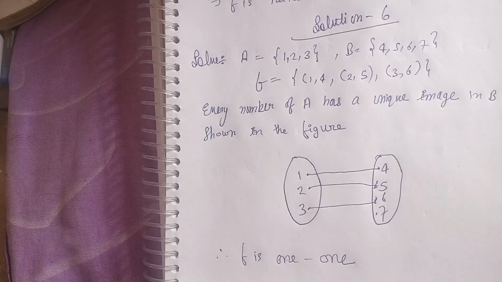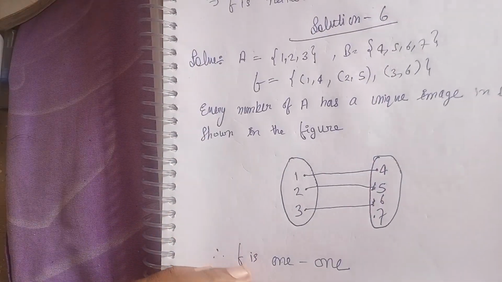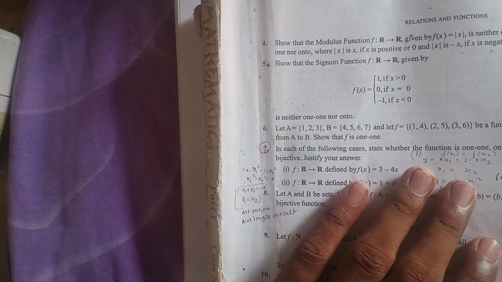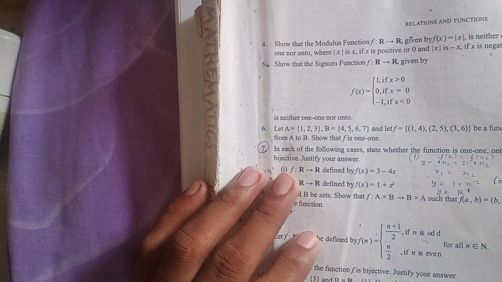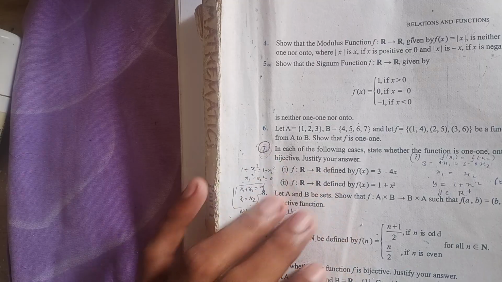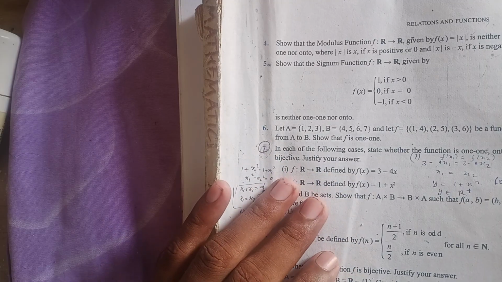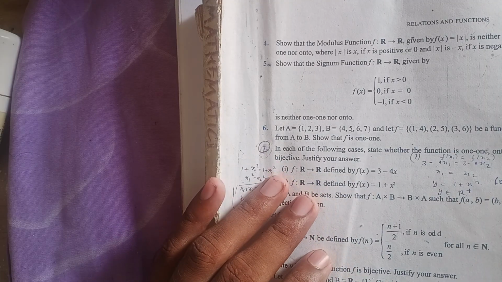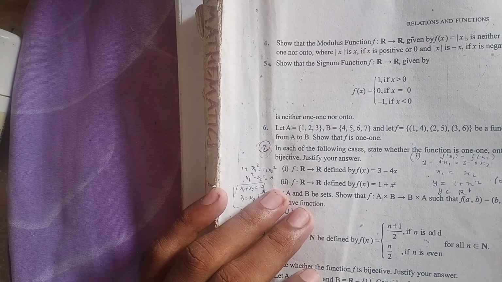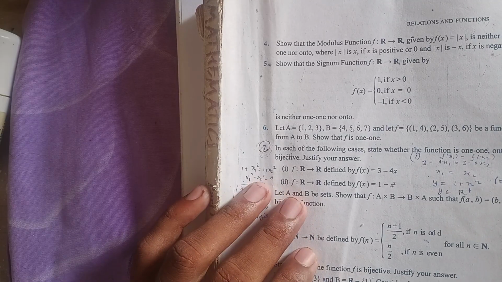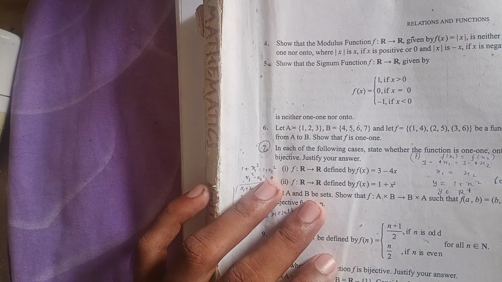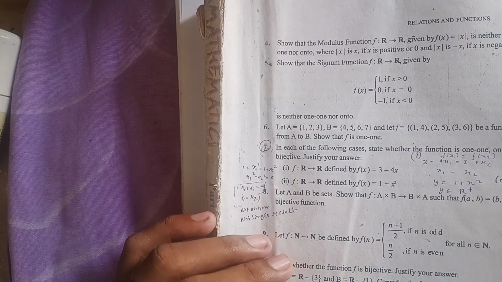Hence question number 6 is completed. Now we are going to move to question number 7. Question number 7 says that in each of the following cases state whether the function is 1-1, onto or bijective. Justify your answer. 1. f: R to R defined by f(x) = 3 - 4x. 2. f: R to R defined by f(x) = 1 + x squared.